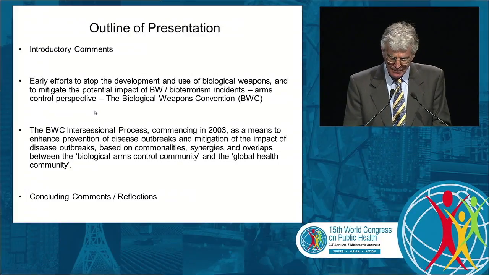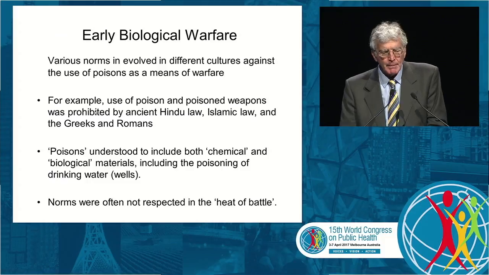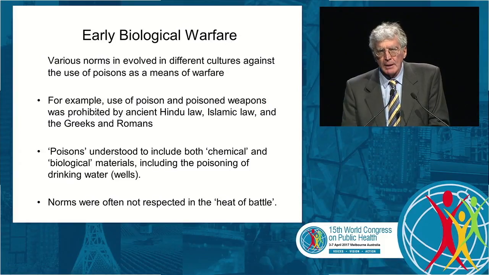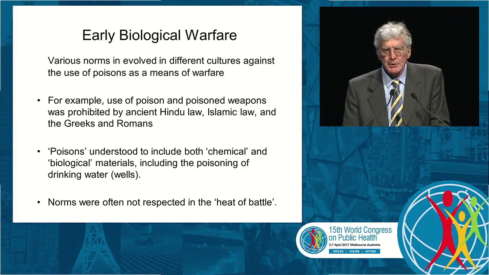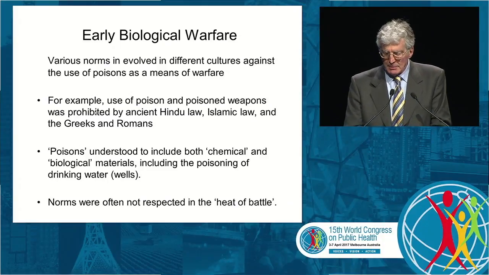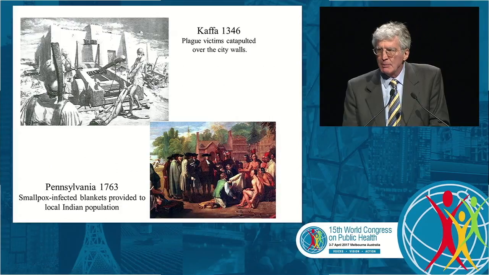So a bit of history. The prohibition of poisons goes back millennia. And back in those days, poisons referred to both chemical weapons, toxic chemicals, and also pathogens. And that included the poisoning of wells with dead bodies, for example. A couple of examples on the next slide, which are more interesting, I guess.